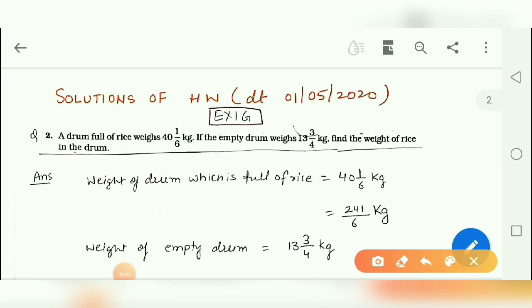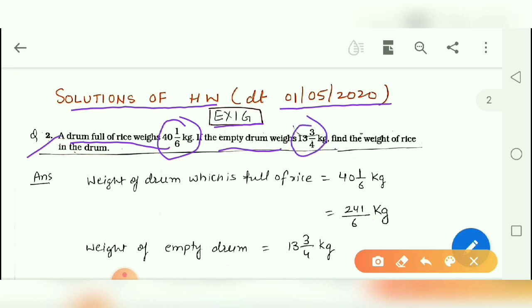Now let us start the solution of homework given on 1st May. I am explaining to you the solutions of the homework which was given on 1st May. So here are the solutions. Exercise 1G, question number 2. The question was: the drum full of rice weighs this much and the empty drum weighs this much. Find the weight of the rice in the drum. Although I had given you the hints, I am solving it here.